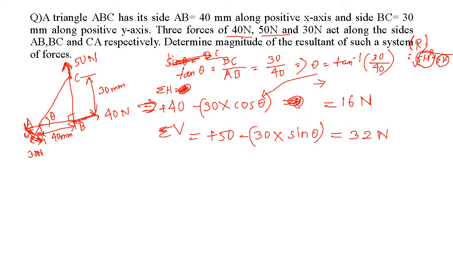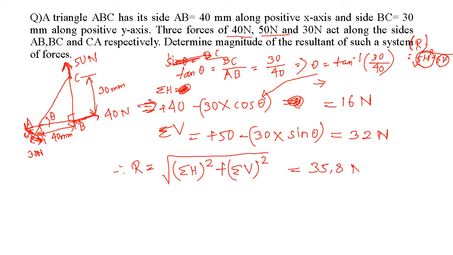Now resultant equals square root over of summation H square plus summation V square. We are getting the value of summation V. If we are putting this value here and here, and by solving, we are getting 38.58 Newton.